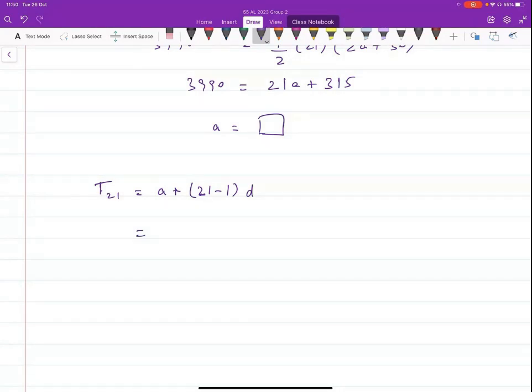What does the value of A come out to? Anyone? What's the value of A?